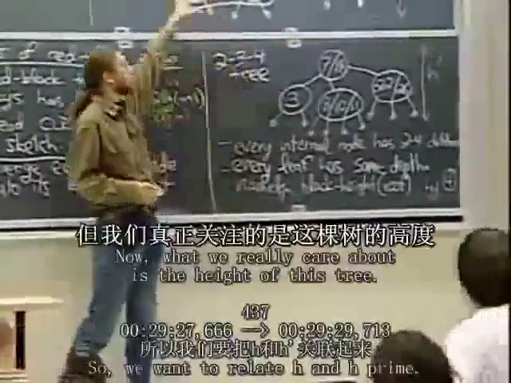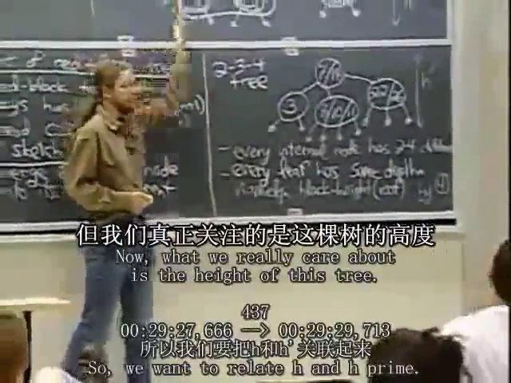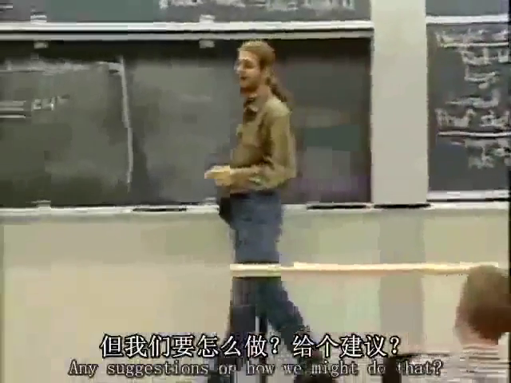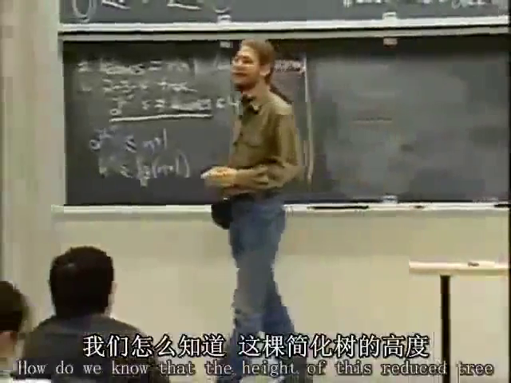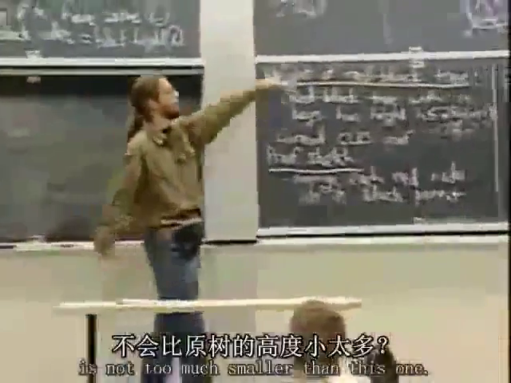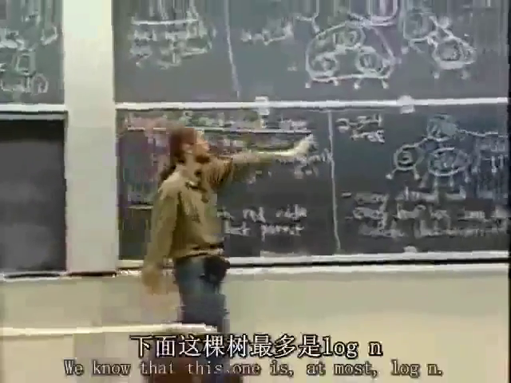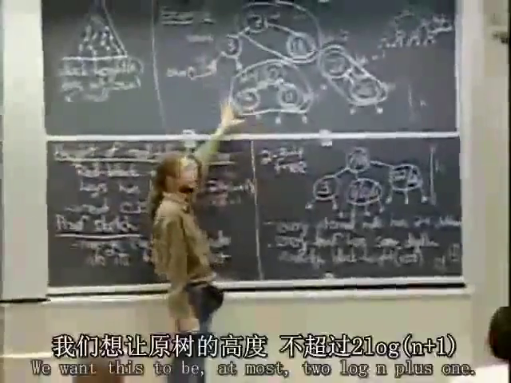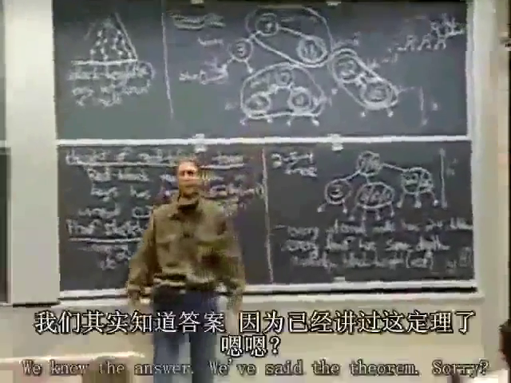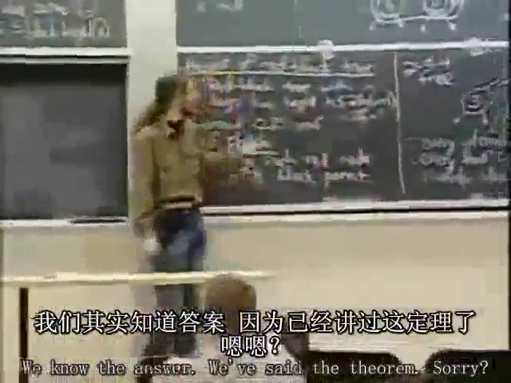Now what we really care about is the height of this tree. So we want to relate h and h prime. Any suggestions on how we might do that? How do we know that the height of this reduced tree is not too much smaller than this one? We know that this one is at most log n. We want this one to be at most 2 log n plus 1. Or we know the answer. Right? We said the theorem. Sorry?